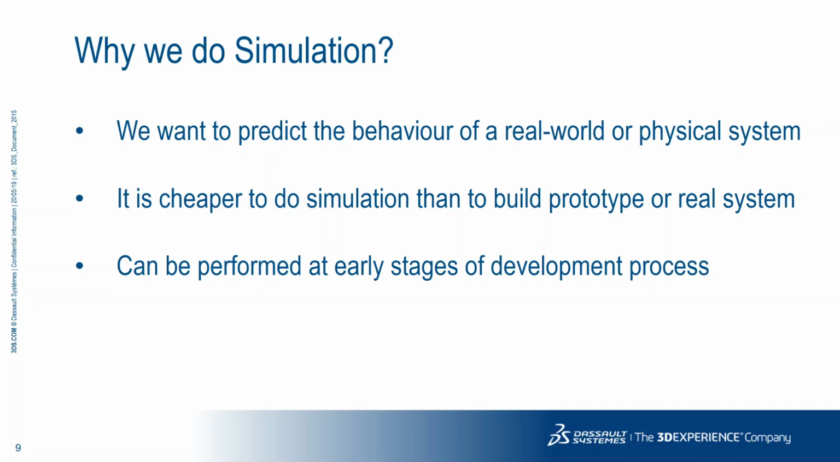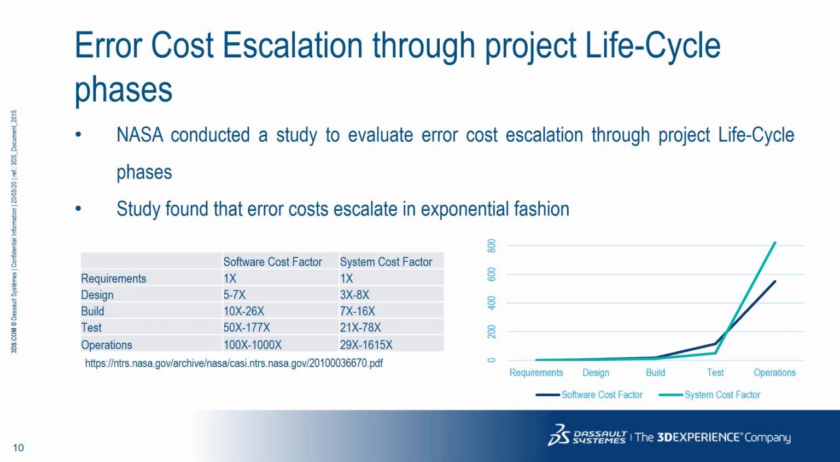Just to finish the simulation reasoning, I have found an interesting article which I want to share with you. NASA made a study in which they investigated how error costs grow in later project lifecycle development phases. And I would say the results were quite staggering. They show that both software and system error costs escalate in an exponential manner. This is what you can see on my screen. On the left side, you see the study results in table format. On the right side, you see the study results in chart format.